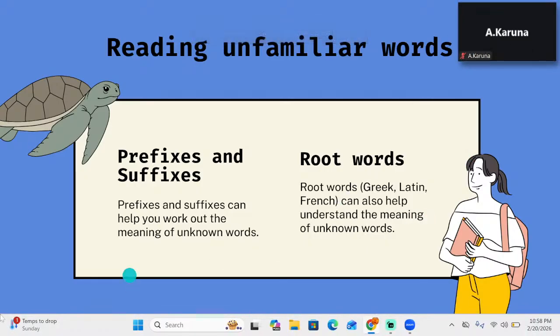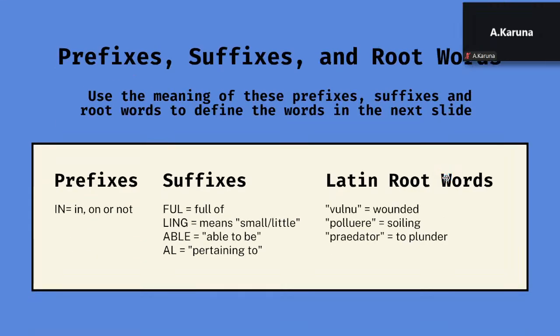But let's continue. Reading unfamiliar words. Prefixes and suffixes. Prefixes and suffixes can help you work out the meaning of unknown words. So prefixes are the first half of the word, and suffixes are what the word ends with. And the root word is right in the middle. Root words are usually from Greek, Latin, or French vocabulary. They can also help understand the meaning of unknown words. So, use the meaning of prefixes, suffixes, and roots to define the words in the next slide.